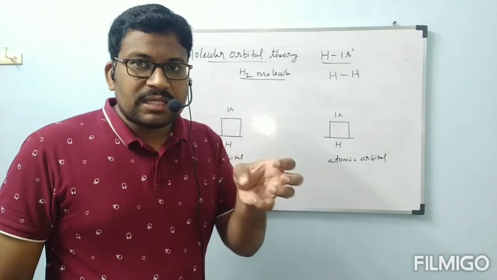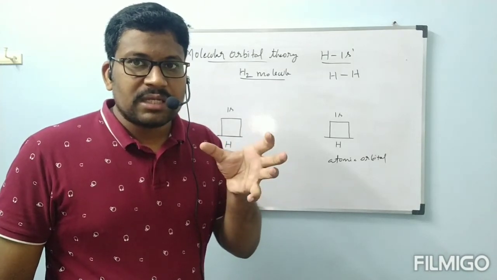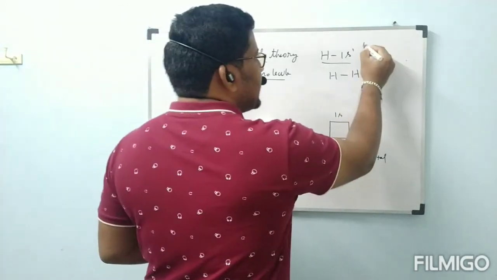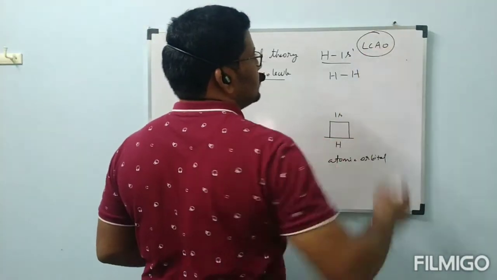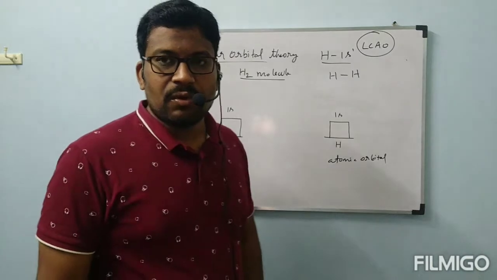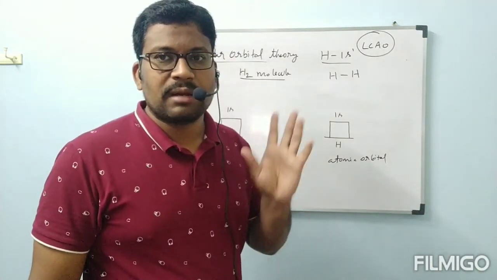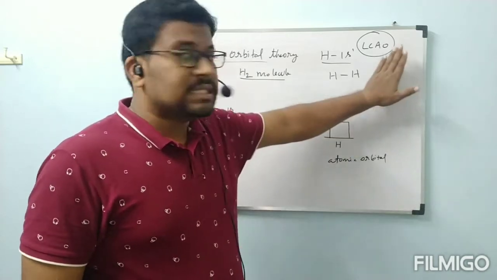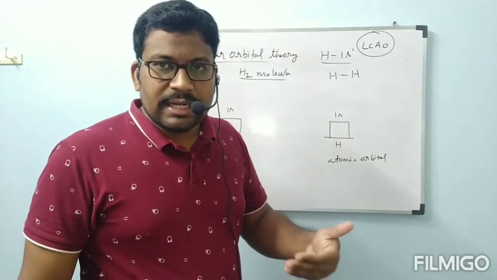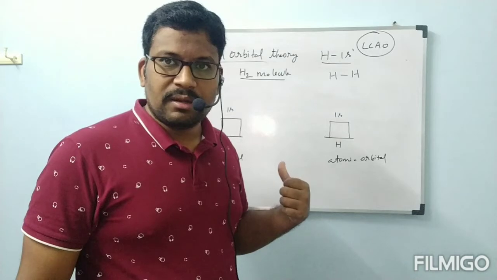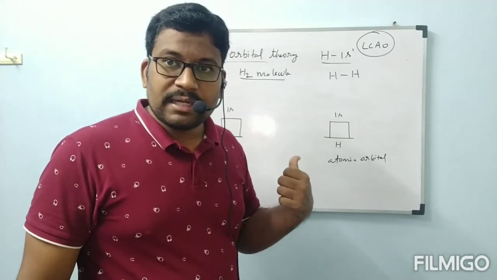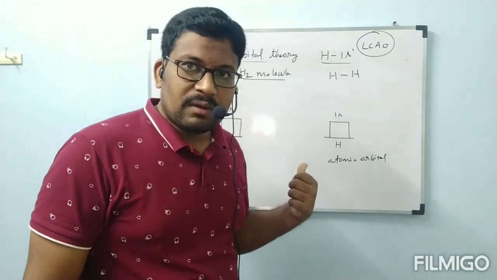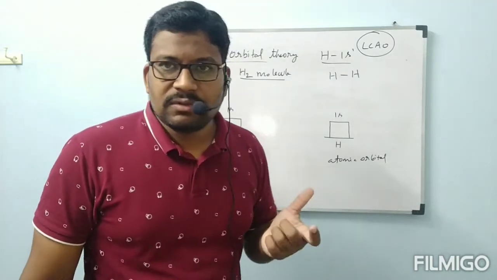That combination of orbitals of different atoms is called LCAO, linear combination of atomic orbitals. I will tell the LCAO method later. First, let us consider this example. Here we will get constructive interference and destructive interference, and we will use both of them. Are you okay? So don't get confused.